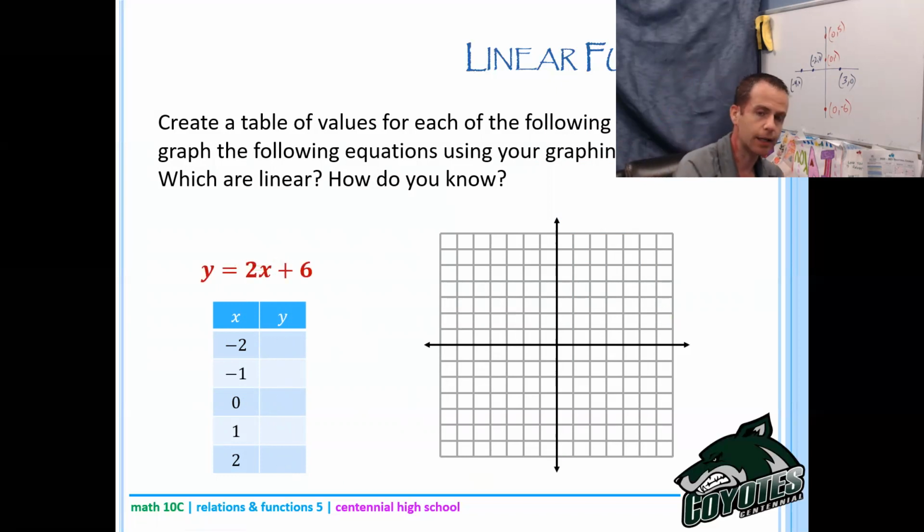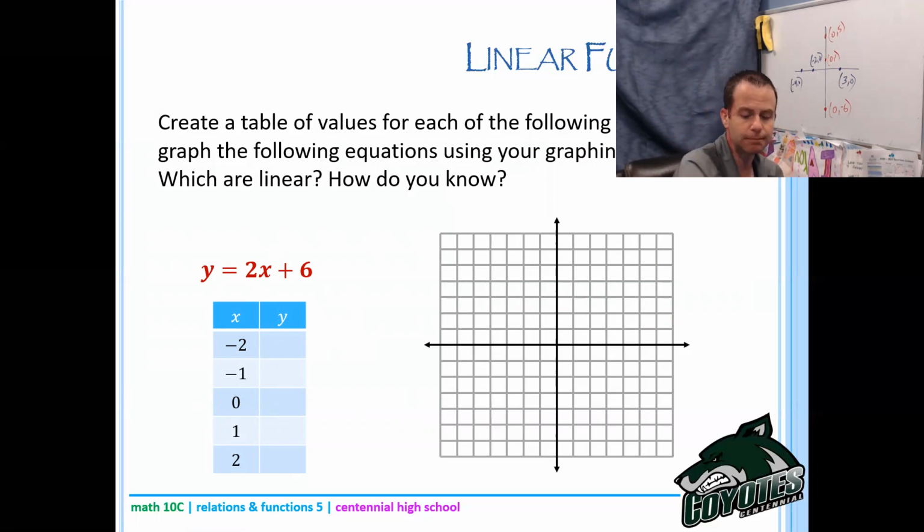Okay, next guy. Again, I'm just looking at my inputs from -2 to 2. You could have chosen anything. I'd like to have a couple negative and a couple positive. I'd like to see what's going on around 0, and that's why I did that. You're going to plug those numbers in for x and solve for the corresponding y values.